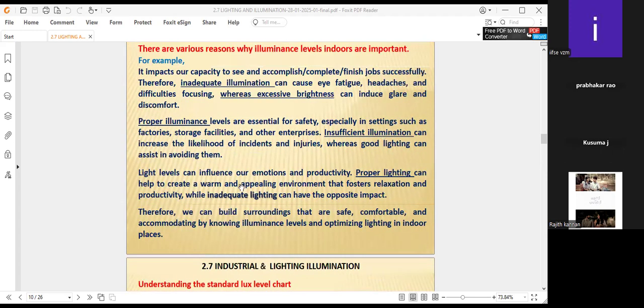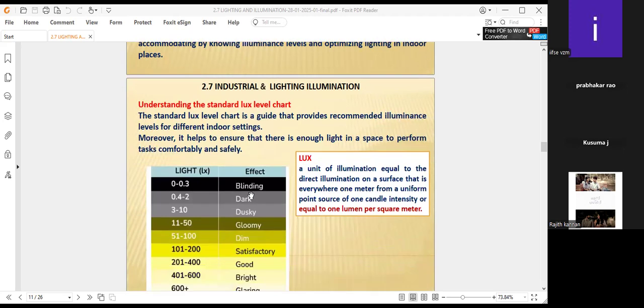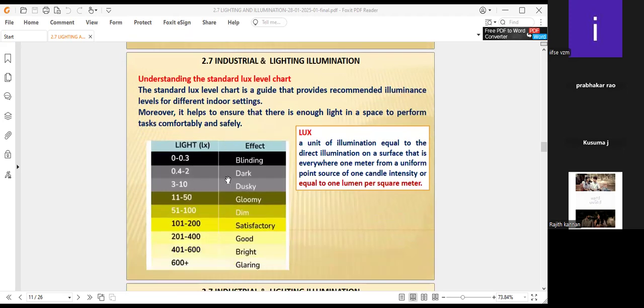They already told that inadequate is not supposed to be, insufficient is not supposed to be. Inadequate lighting, improper lighting, is also not recommended. That is why the technocrats of lighting, the scientists, have given the lighting units, because insufficient levels affect the human body. For example, light of 0.03 lux. What is the lux here?